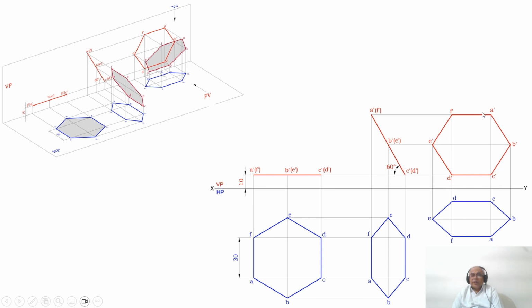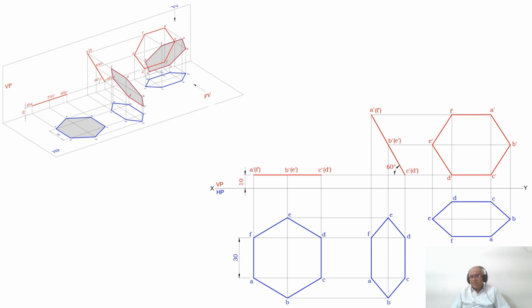Then you mark those 6 points, that is A dash, B dash, C dash, D dash, E dash and F dash. Once you mark that, you join A dash to B dash, B dash to C dash, C dash to D dash, D dash to E dash, E dash to F dash and F dash to A dash with a dotted line. So this is how you will be able to analyze this problem in 3 dimensions and also solve it using the manual sketch.